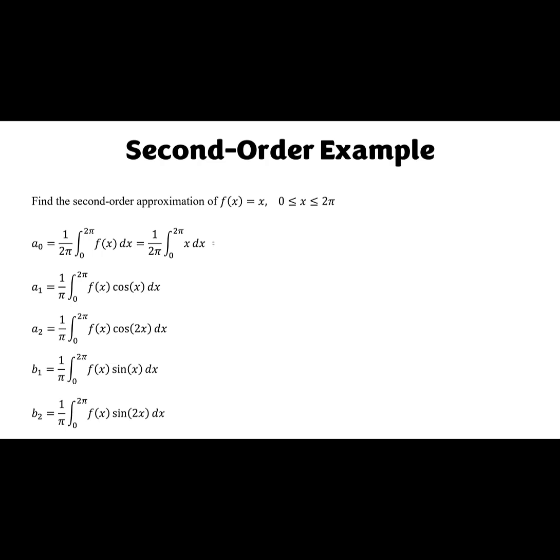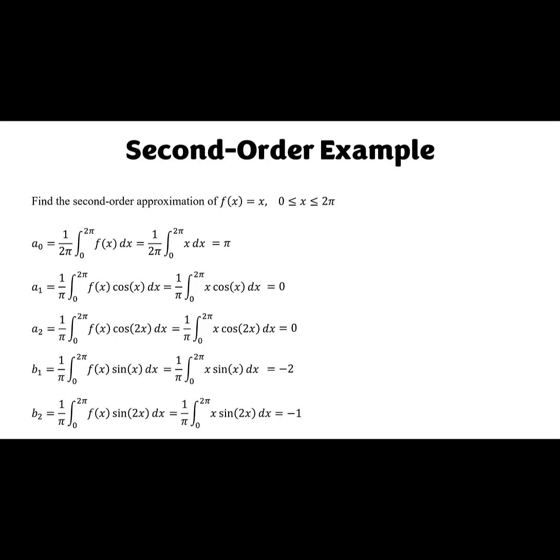I calculated these and get pi for a0. We get 0 for a1, 0 for a2, negative 2 for b1, and negative 1 for b2. So our approximation to the function x on the interval from 0 to 2 pi is pi minus 2 sine of x minus sine of 2x.